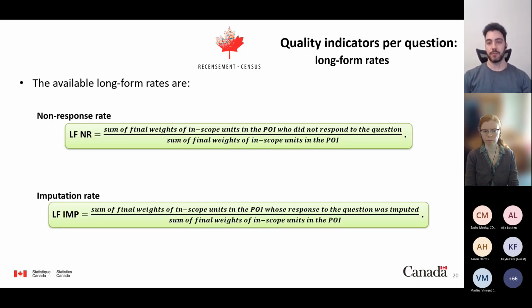Here are the long form question level quality indicators. In total, we have three of them. Two of them are the same as the short form, that being the non-response rate and the imputation rate. Again, I just want to note here, similar to the long form TNR rate, we use the survey weights inside of the calculation for the long form rates.